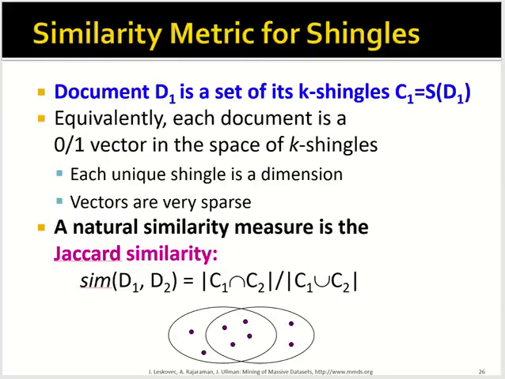A natural similarity measure, if we use the Jaccard similarity, can be computed as in the following figure. This figure presents that the similarity between D1 and D2 is 4/8, which equals 0.5.